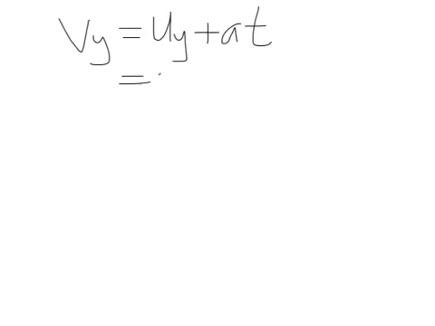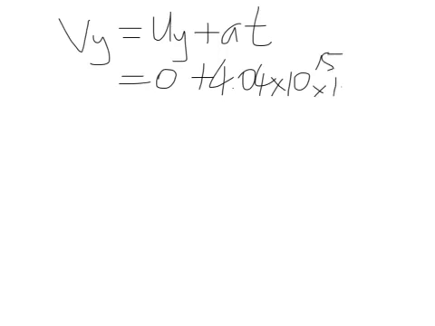So now we have those figures, we can calculate the velocity component, Vy, equal to Uy, the initial, which was 0 of course, plus At. So 0 plus the acceleration number 4.04 times 10 to the power of 15. Yes, it is positive 15, of course. So that number times 1.08 times 10 to the power of negative 9.